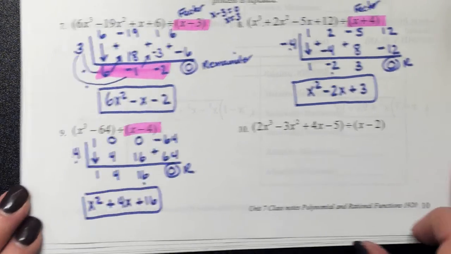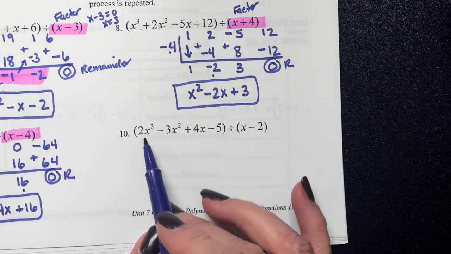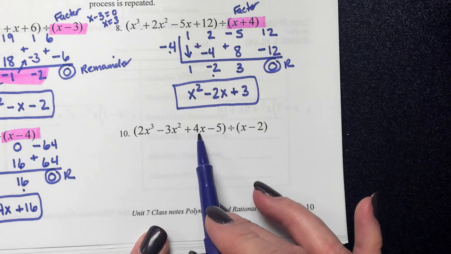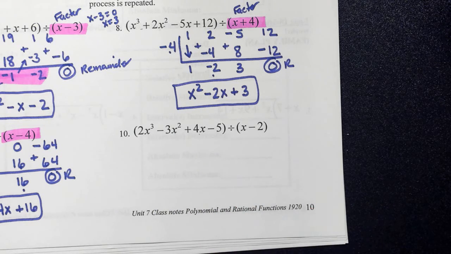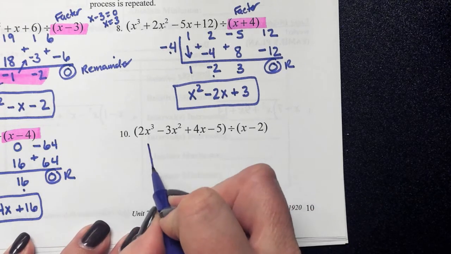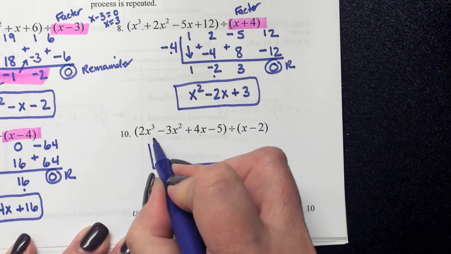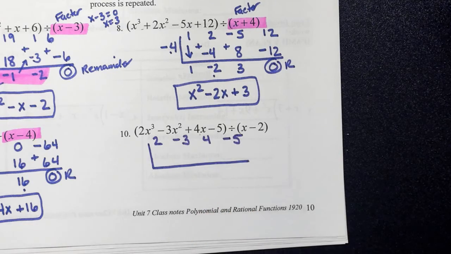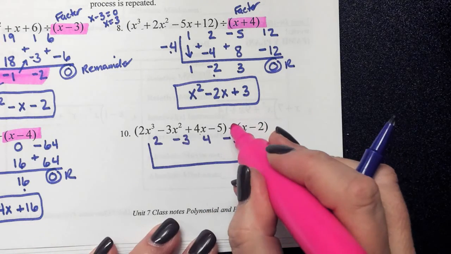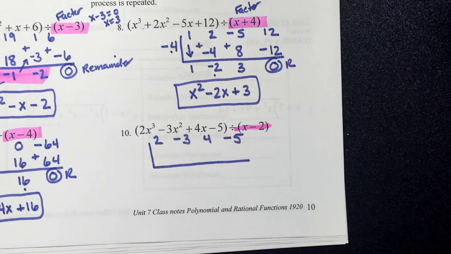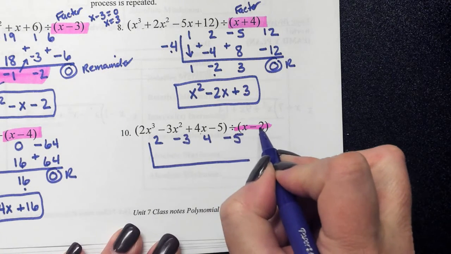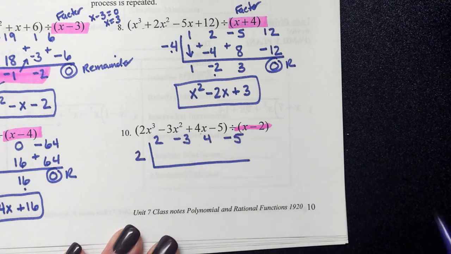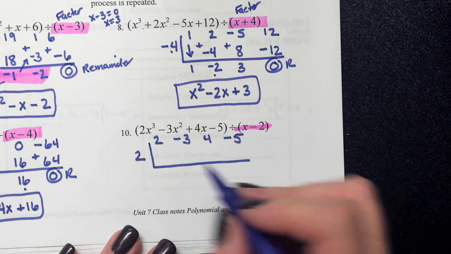So last example for synthetic division. Notice I've got my x to the third, x squared, x to the first, and my constant, so I don't have to worry about placeholders. So I'm going to line up my coefficients at the top, 2, -3, 4, -5. Again, the divisor, I can do synthetic division since it's in the form of 1x plus or minus my number. X minus 2 is my factor. 2 is the 0 that goes in the front.